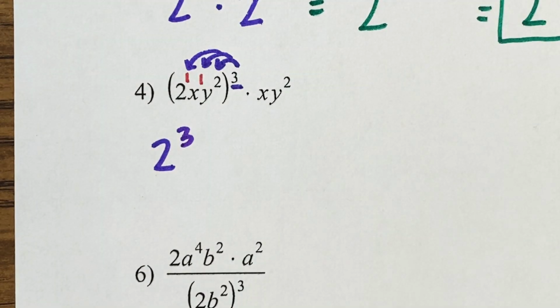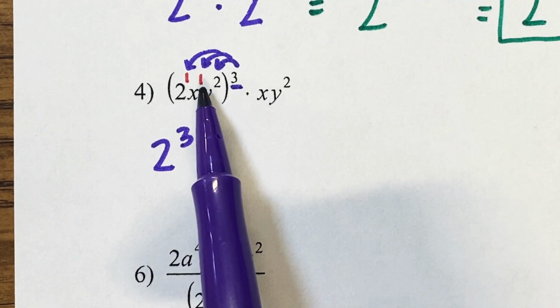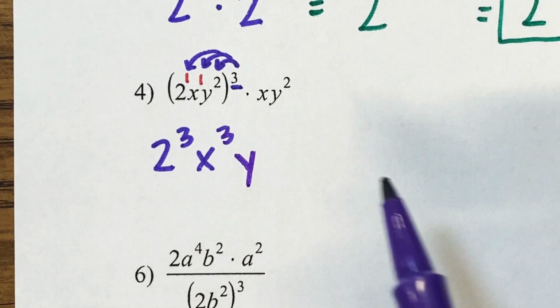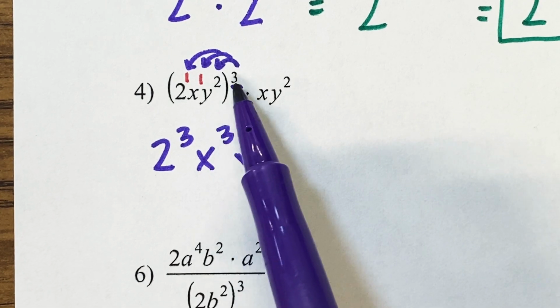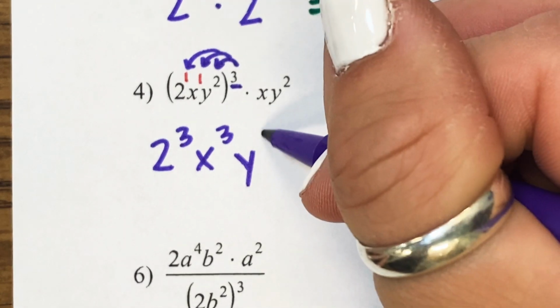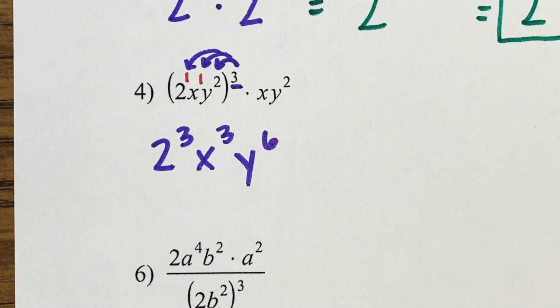That is just 3. Okay, x is our next base, also to the power of 1 times 3. Just 3. Okay, y is our last base. Now it's to the power of 2 times 3. What is 2 times 3? Good job, that is 6.